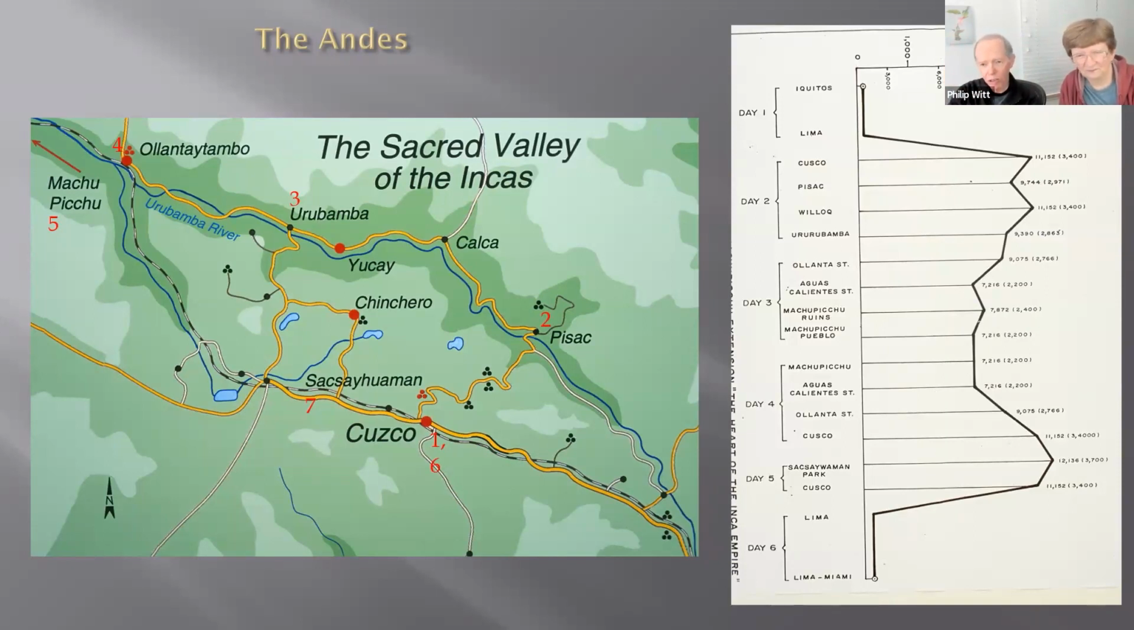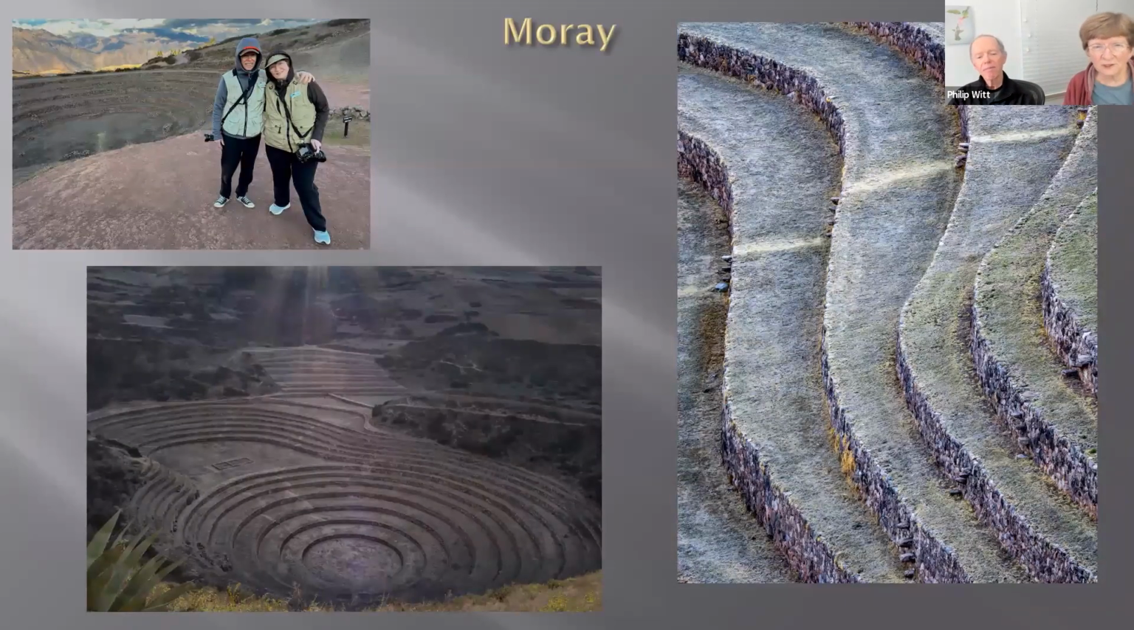So here we go. We'll take you through the Andes. In the Sacred Valley, our first stop on the last trip was to Moray. We didn't visit Moray on the first trip. And matter of fact, I didn't even know about Moray. But there's 3 sets of circular tiers, and they are stepped like that.